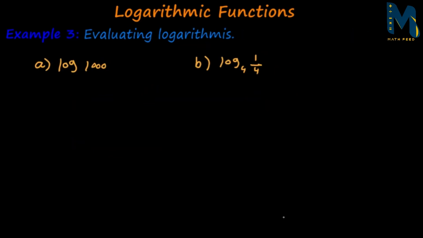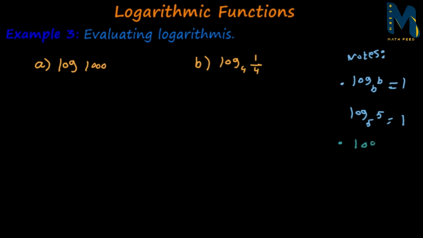In example 3, we are going to evaluate logarithms. But before doing this, let me give you some notes. There's log base b of b, and that equals 1, because the base and the number next to the logarithm are the same, so the result will be 1. For example, log base 5 of 5 equals 1, because the base and the number next to the logarithm are equal.